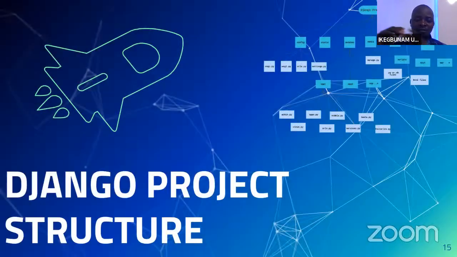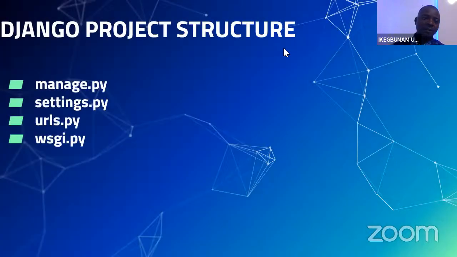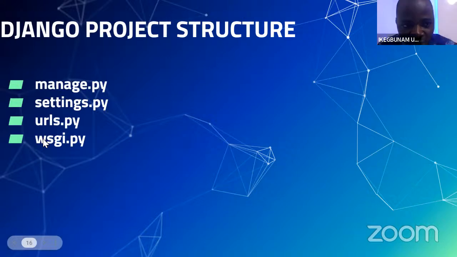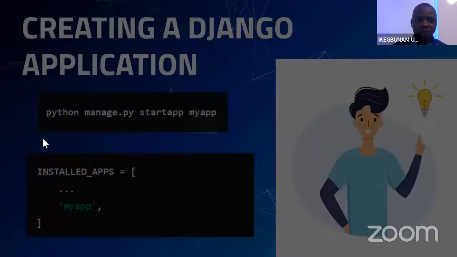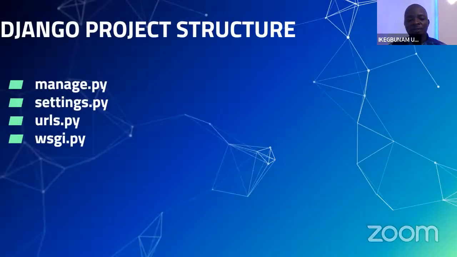Then the next one is the Django project structure. Now, this is the structure of a Django project. We have manage.py, settings.py, urls.py, then wsgi.py. So let's start from manage.py.